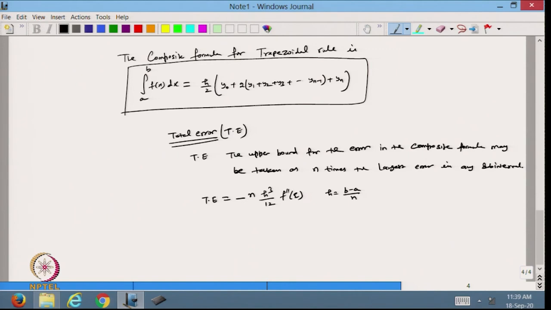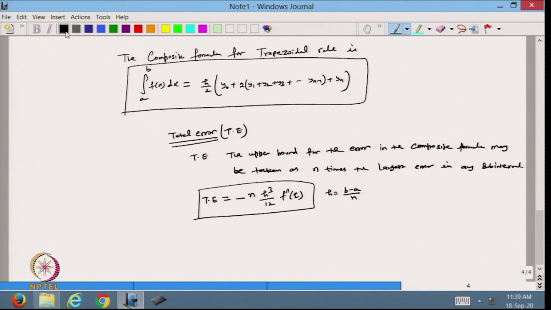Okay, so from here I can write this one. So this is the total error, where xi I am choosing that this value is the largest error. So I will find out the largest error in any sub of the interval, and then I multiply by n. So that is the truncation error we are going to get, so this is the upper bound for that one. So truncation error we are going to get in the composite formula. So that is the way we can find out the error in the composite formula.